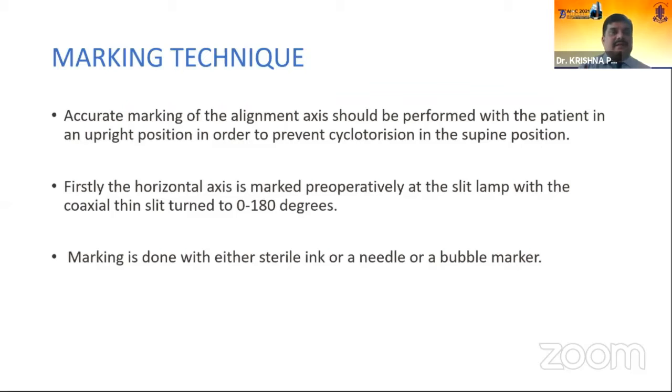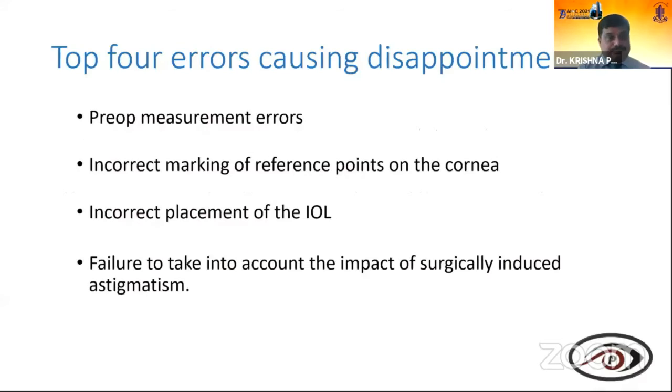So let me come to the marking technique. Accurate marking of the alignment axis should be performed with the patient in an upright position in order to prevent cyclotorsion. This is very important. Firstly, the horizontal axis is marked preoperatively at the slit lamp with the coaxial light. Then you can turn the slit onto the 0 to 180 degree axis. Marking can be done with a bubble marker, some people even mark with a needle, or some people even mark with sterile ink.